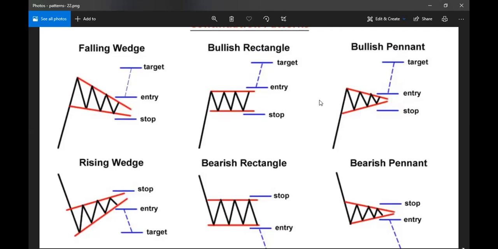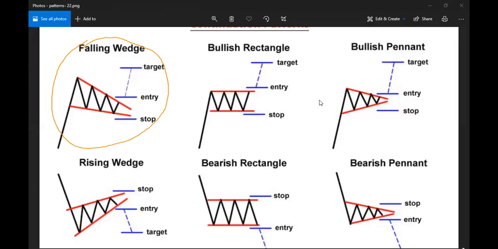Let me get my writing tool. The falling wedge. Now, you see this is an uptrend. When the market gives you a high and the market retraces, it gives you this pattern of a falling wedge. The market will be retracing, dancing around here, and then gives you another higher high.